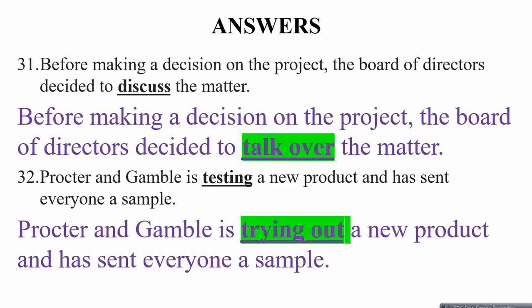matter. Question 32. Procter & Gamble is testing a new product and has sent everyone a sample. The answer is Procter & Gamble is trying out a new product and has sent everyone a sample.